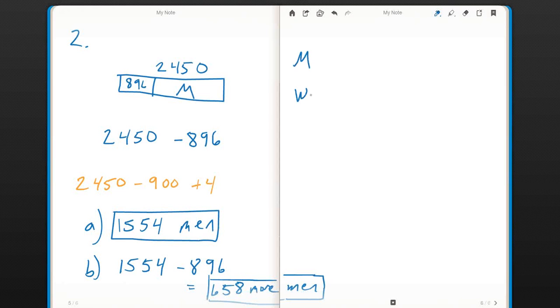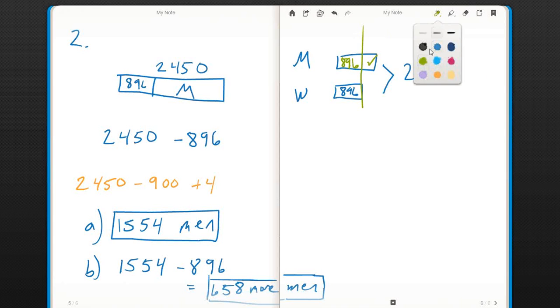Another way you can draw this is if you draw men and women and you say we have some men, we don't know how many there are, we have the women are 896, you know that together they're 2,450. So that's another way to draw it. It works the same. When you're finding how many more men than women, then you're just realizing that this part of it is the same, the 896, and you're looking for how much is left over here. So when you have found, as we did in the first part, that there are 1,554 men, then you can find the empty spot by subtracting the 900 and putting 4 back.